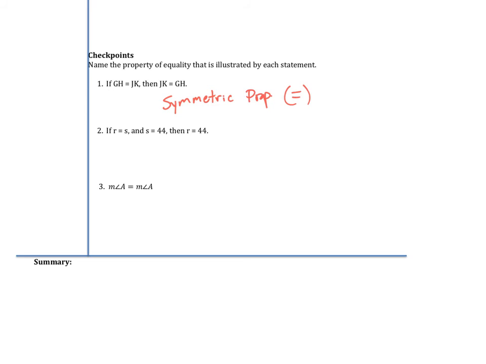And the reason why I can remember symmetric means flip is because I look at, there's two M's. So if you flip those M's, it's still the same word. So I think symmetric means flip-flop.